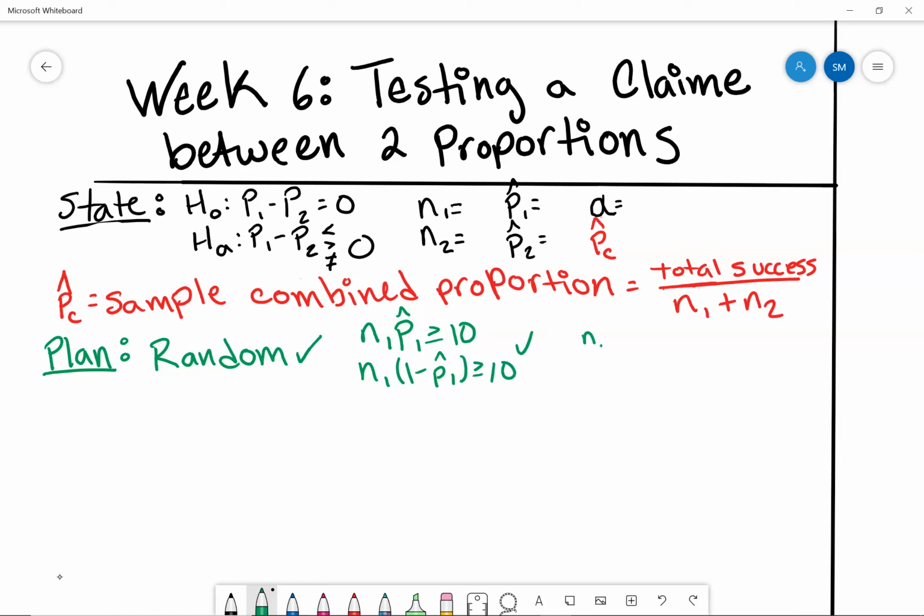You also have to check the second set of data. So is n sub 2, the sample size of the second one, times the proportion of the second one, greater than or equal to 10? And is the sample size times 1 minus p hat sub 2 greater than or equal to 10?